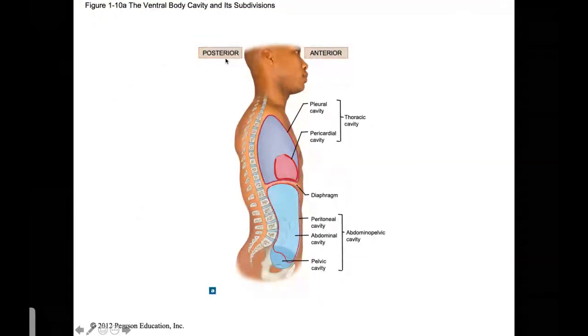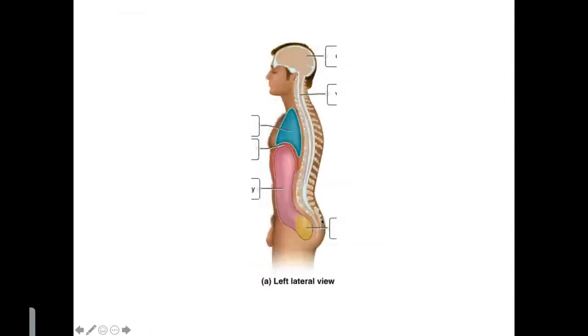So let's look here. Here's anterior, here's posterior, right, or ventral and dorsal. Here's the thoracic cavity. Down here on the bottom, abdominopelvic. So thoracic cavity is made up of a pleural cavity for your lungs and a pericardial cavity for the heart. Then you have your diaphragm. That's going to separate your thoracic cavity from the abdominopelvic. We're going to focus primarily on the abdominal and pelvic when we talk about abdominopelvic.